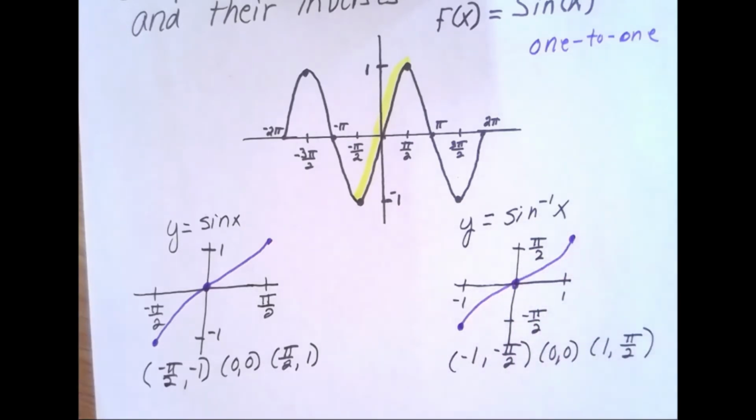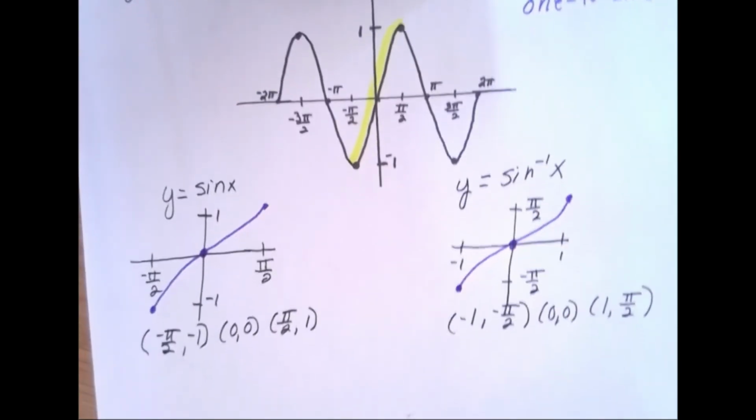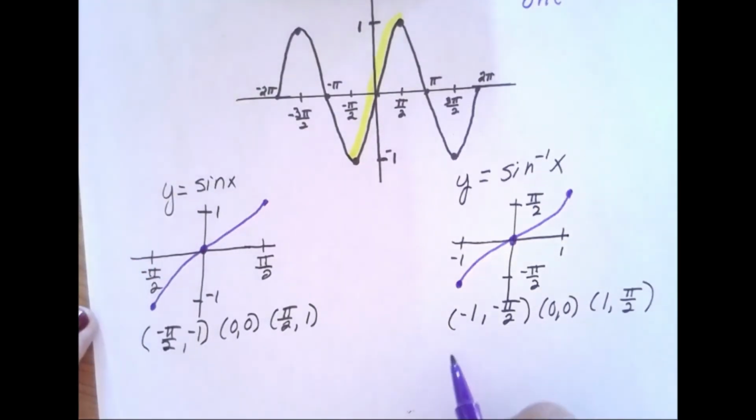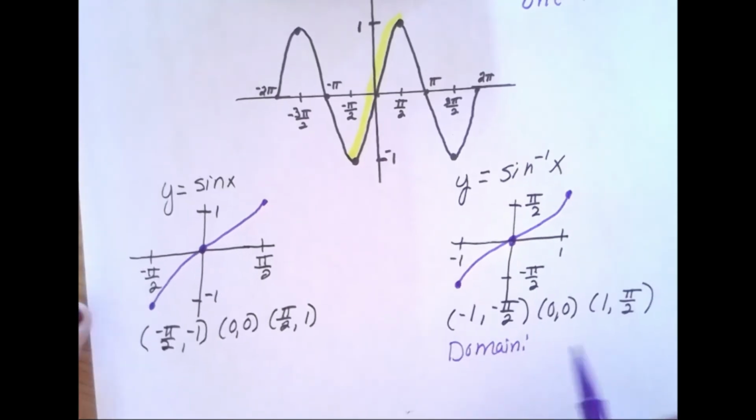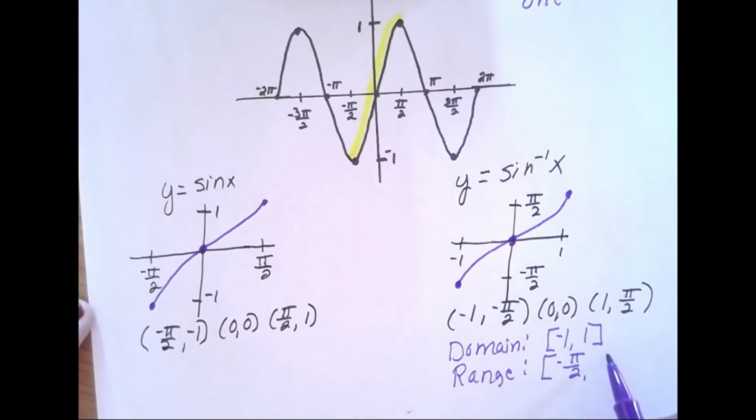Now let's look at where it's restricted. Where it's restricted, the domain is going to go from negative 1 to 1, or that interval, and my range is going to go from negative pi over 2 to pi over 2.